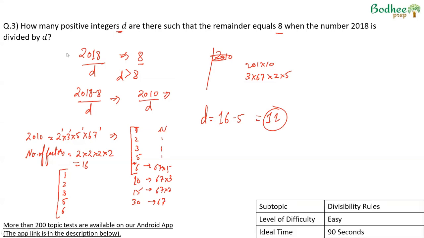Again, I think an easy question. The only thing here is the ability to count the number of factors and understand the fact that the divisor has to be greater than the remainder. 1.5 odd minutes should be good enough to answer this question.